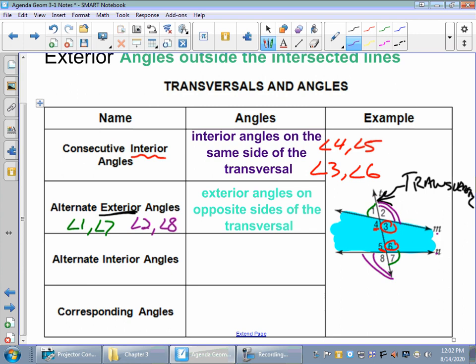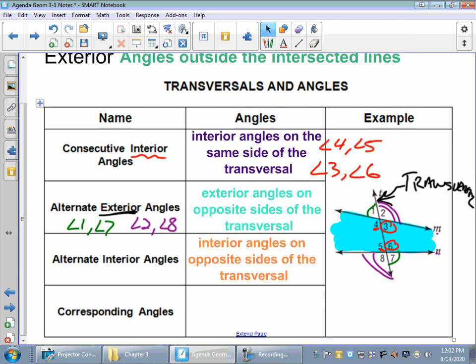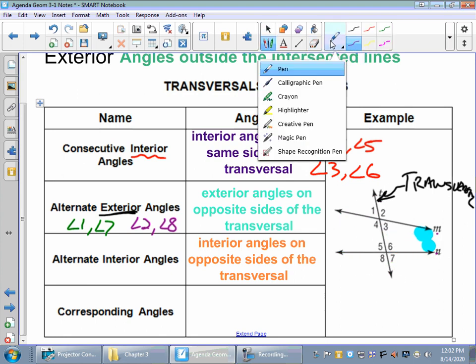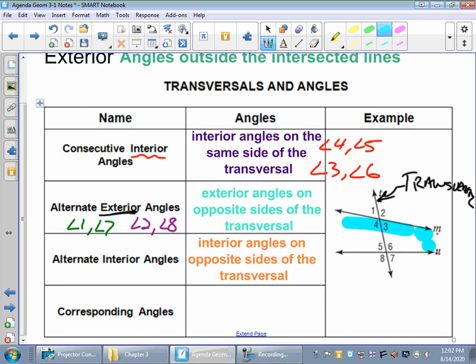Okay? Alternate interior angles. I'll erase some of these here. So again, we're talking about interior angles. So again, we're focused on the interior, 3, 4, 5, and 6, basically. And now, just like the previous example, we're talking about alternate ones. So they're interior angles on opposite sides of the transversal.